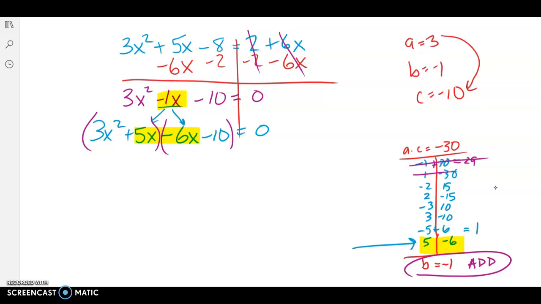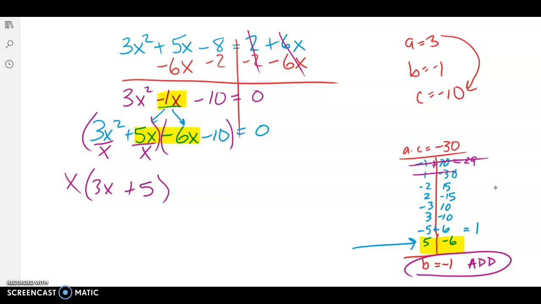Now 3 and 5, there is nothing that divides evenly into 3 and 5 besides 1. Guess what? 1 is a factor of everything. But they do both have x's. So our GCF is x, and it goes on the outside of the parentheses. And then we divide both of the terms by the GCF. So 3x squared divided by x is 3x. 5x divided by x is 5.